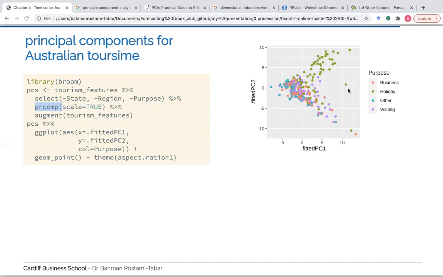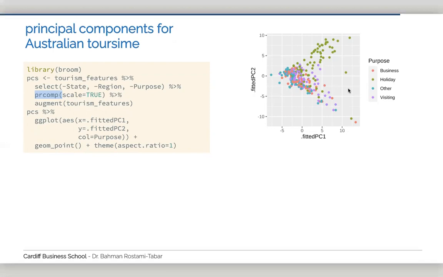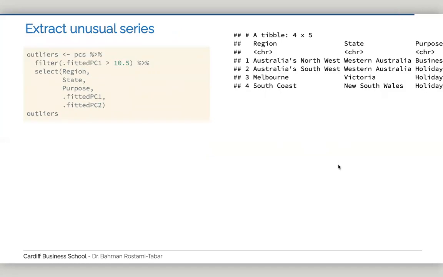So this dimension reduction, in this case PCA, tells us that there are some points that are unusual. For example, PC1 here is more than 10 for these 4 different points. So maybe you can also go and explore those unusual observations.